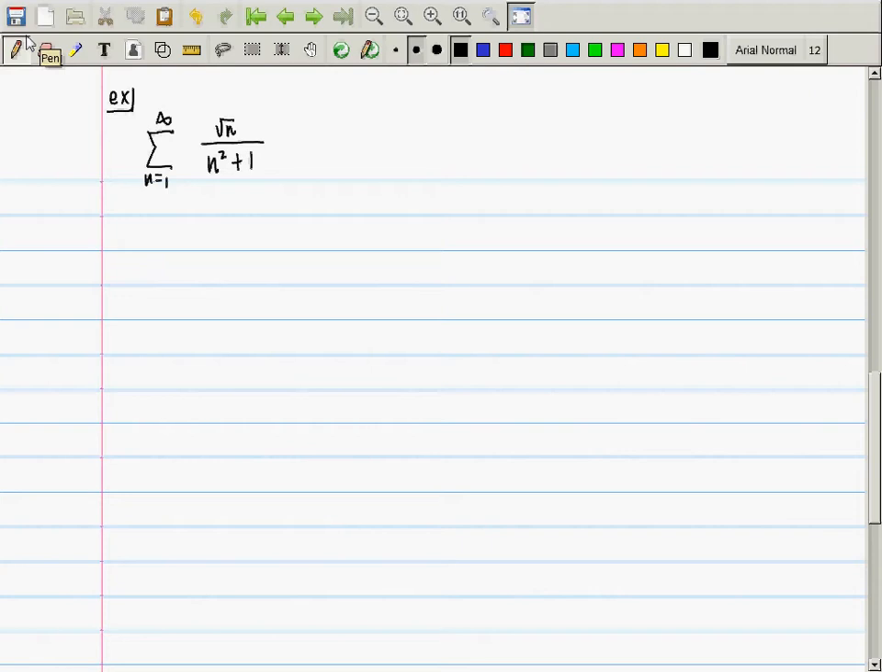Because the denominator is of degree 2, and the numerator is of degree what? Half, right? Degree 2 is greater than degree half, so the denominator is going to grow faster than the numerator, so the limit of the sequence part is zero. So what conclusion can be made with the nth term test for divergence? No conclusion. Okay, fine. The next one was the integral test.